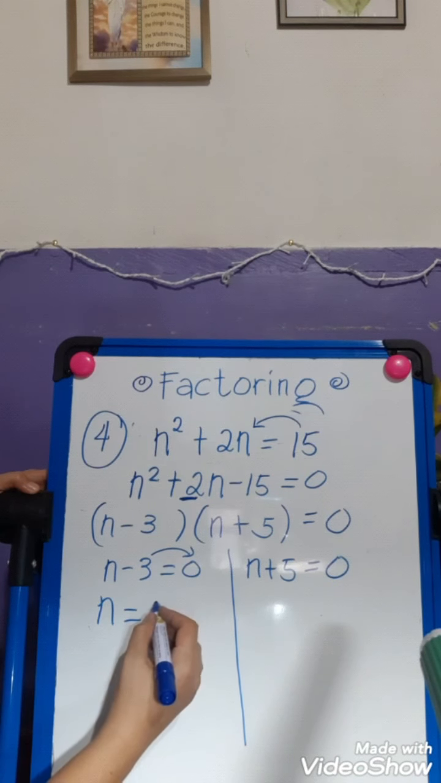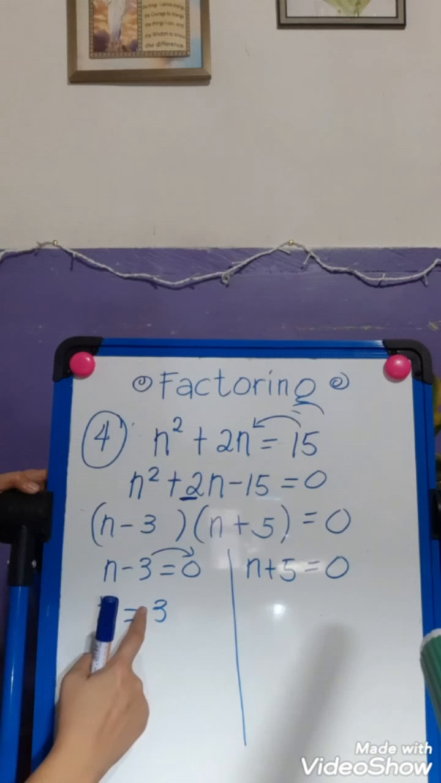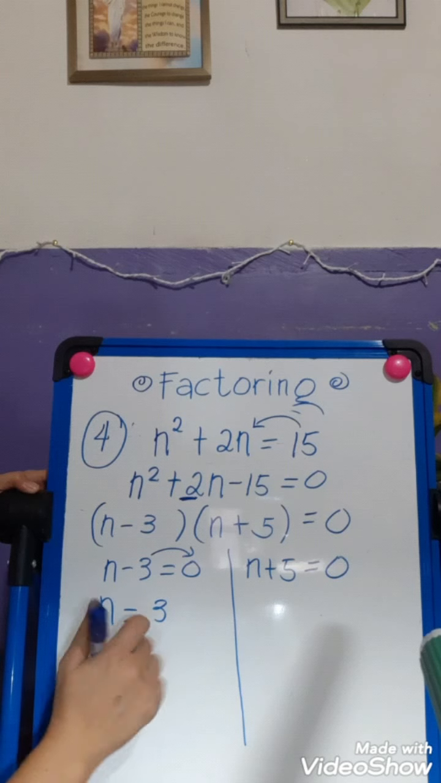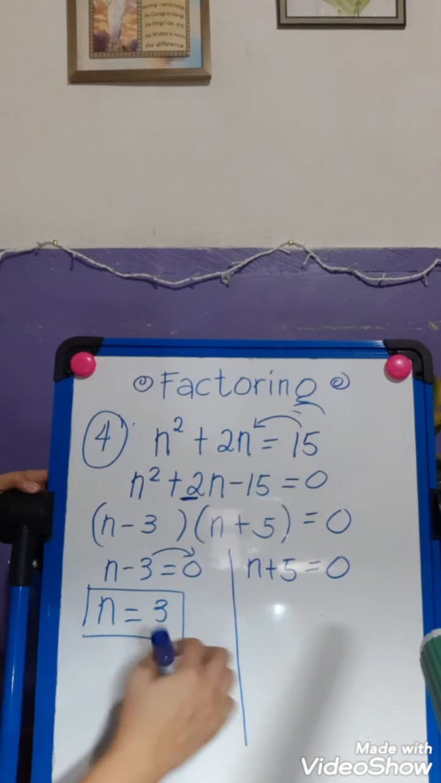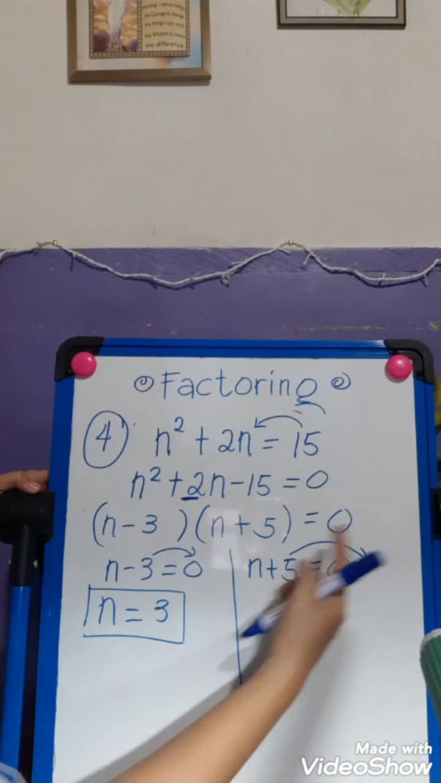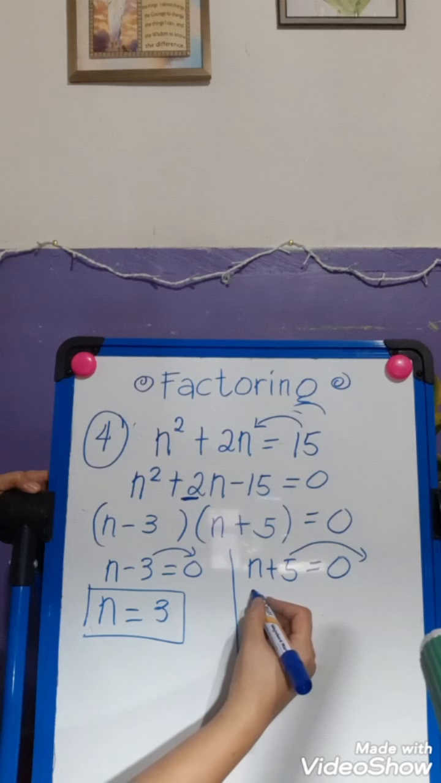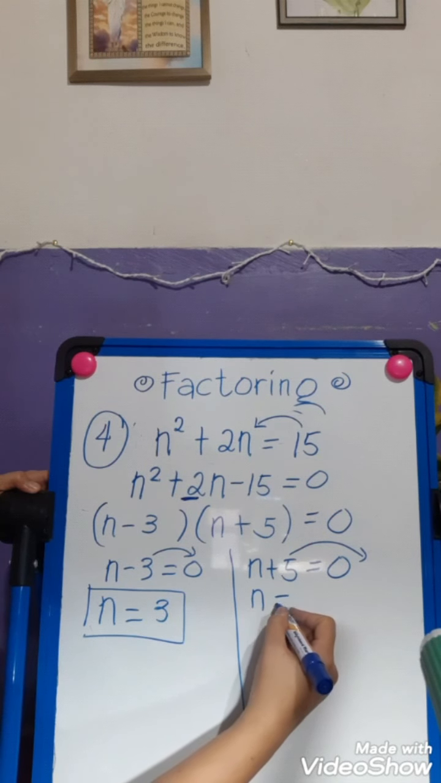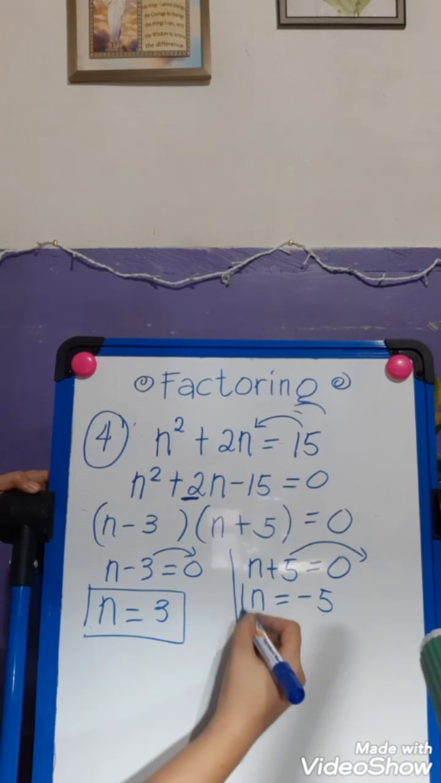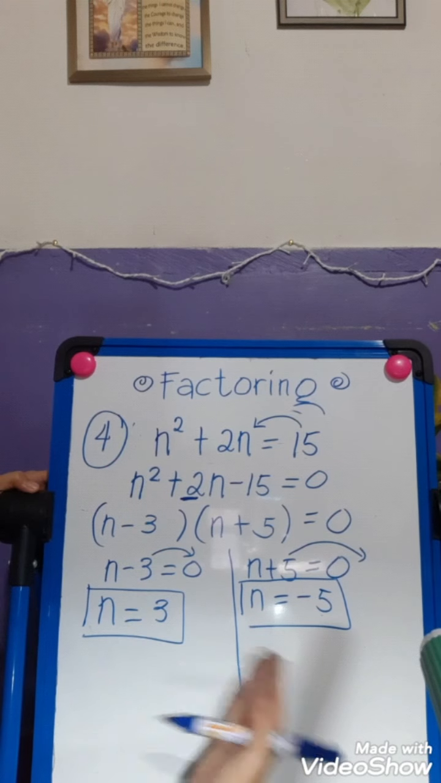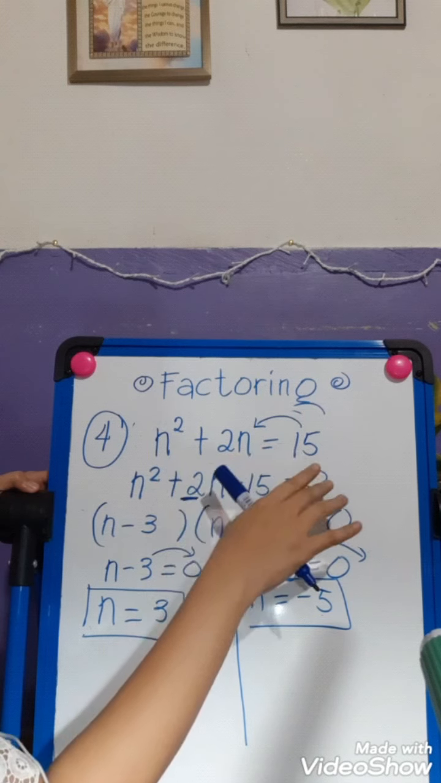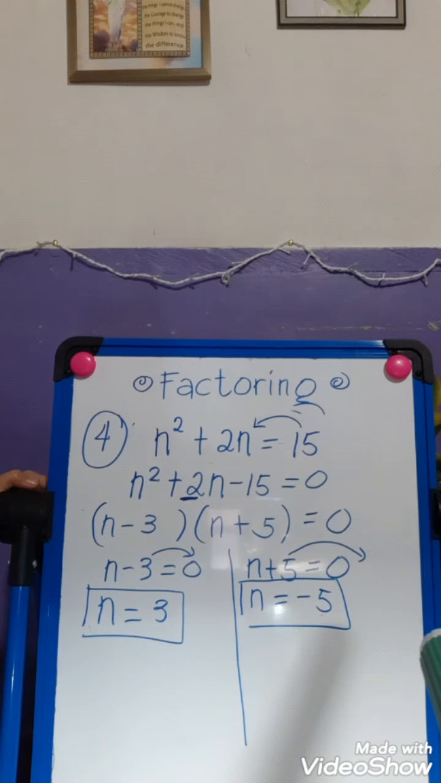Mutabok sa tulay will become positive 3. You may or may not write positive here. Kaya basta walay sign, understandable, it is already positive. And on the other side, we have the transpose positive 5 sa tabok sa tulay. So, that will give you n is equal to positive 5 will become negative 5. So, these are now the roots of n squared plus 2n equals 15 by factoring.